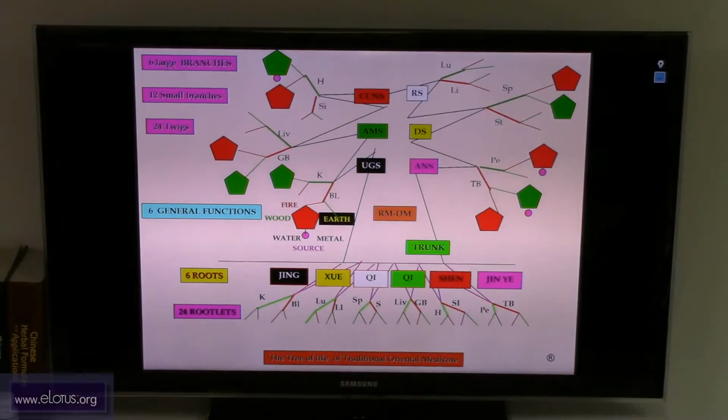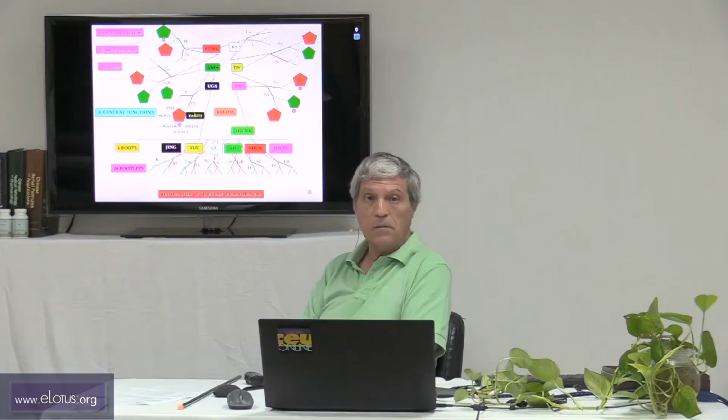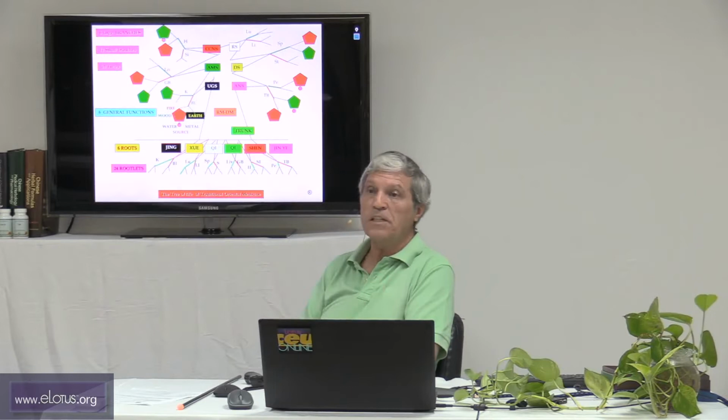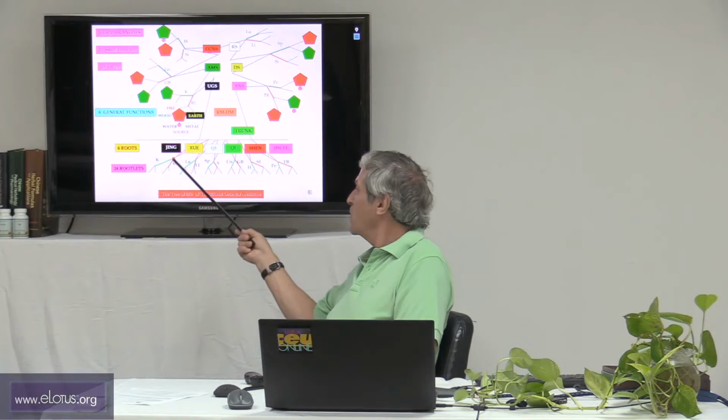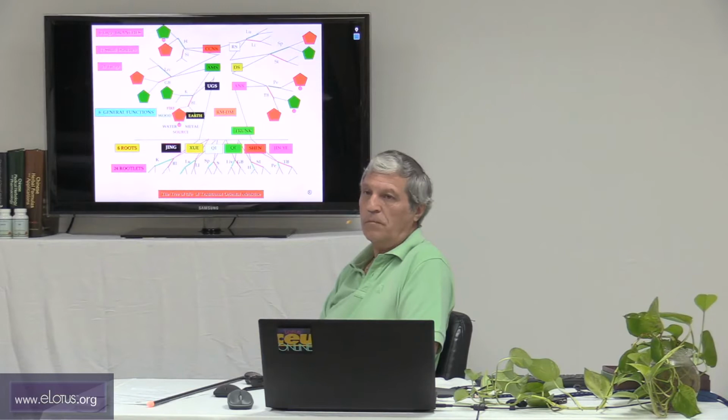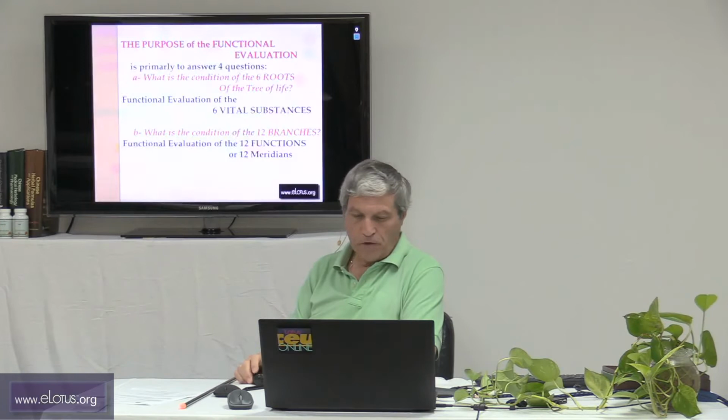Deficiency in one root, or two, or three, or five, depends on each patient. No problem. In many kinds of disease, qing is down, most of them, because chronic disease means deficiency of qing. So the first question is, what is the condition of the six roots of the tree of life?